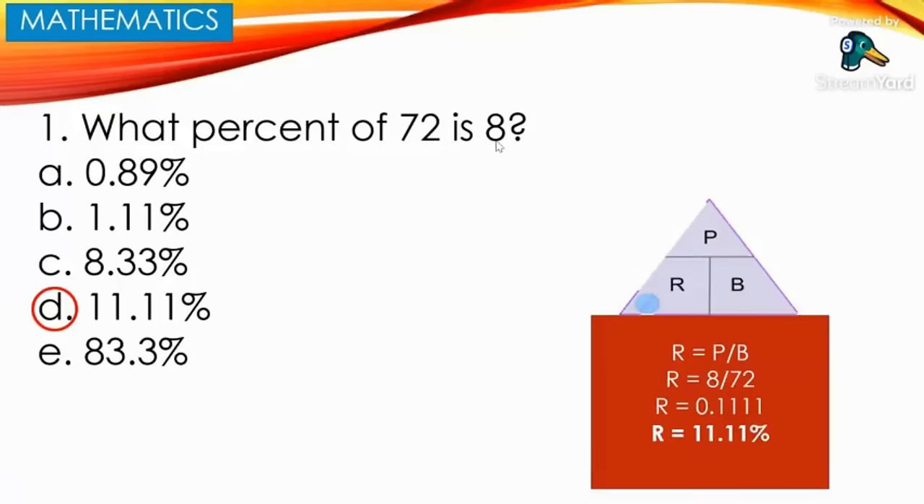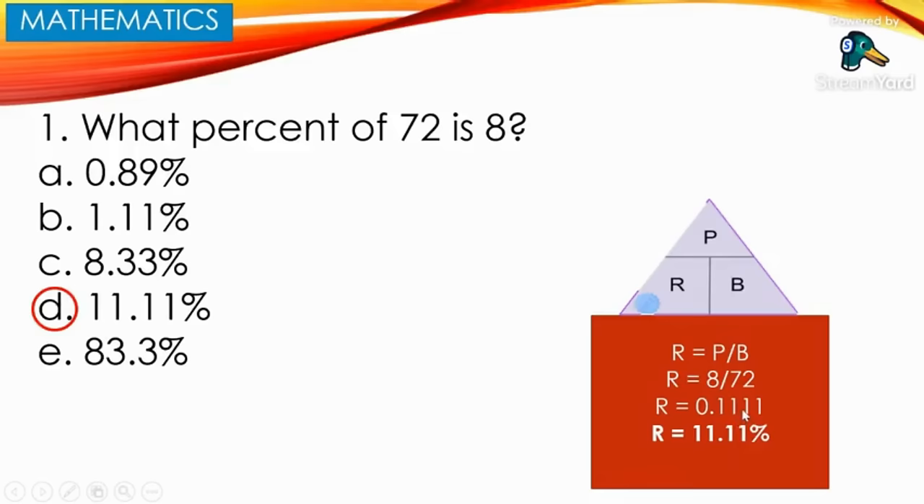Based on our discussion earlier, PRB. Just remember this pyramid that we have. We're asked to solve for the rate. So therefore, rate is equal to percentage divided by base. So R is equal to P over B. So R is equal to 8 divided by 72. R is equal to 0.111111. And now, what are you going to do? Multiply this by 100 to turn this into percentage, or simply move two decimal places to your right.